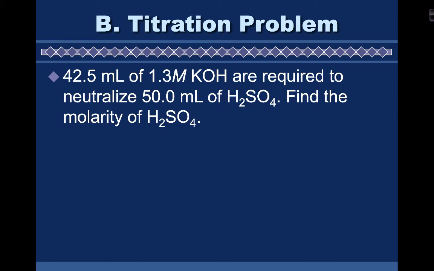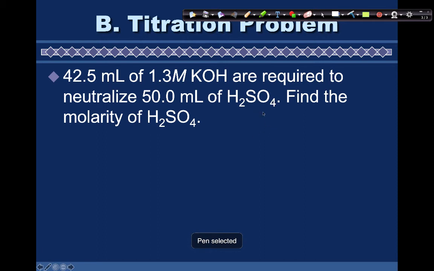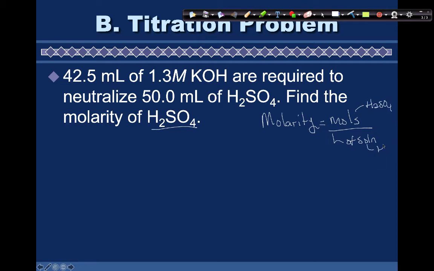All right, so the typical type of titration problem is going to be where you have to calculate a concentration. So it tells me that I have 42.5 milliliters of a 1.3 molar solution of potassium hydroxide, and that's required to neutralize 50 milliliters of H2SO4. Find the molarity of H2SO4. So really this is solution stoichiometry. So we are looking for molarity. Molarity is equal to moles over liters of solution. So I'm looking for the molarity of H2SO4. So I would need my moles of H2SO4 and I would need my volume of H2SO4.